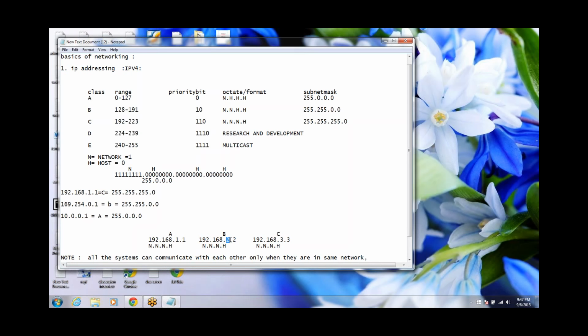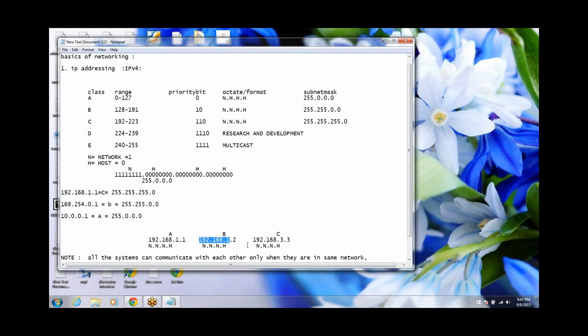Then they cannot communicate with each other. All the systems can communicate with each other only when they're in the same network. But in this condition, they are not in the same network, which means they cannot communicate with each other. Suppose I change this value to 1.2. Now you can see 192.168.1 and 192.168.1, both are in the same network. They can communicate with each other.